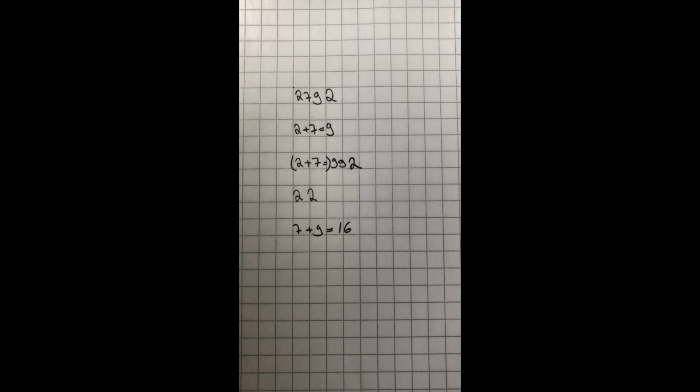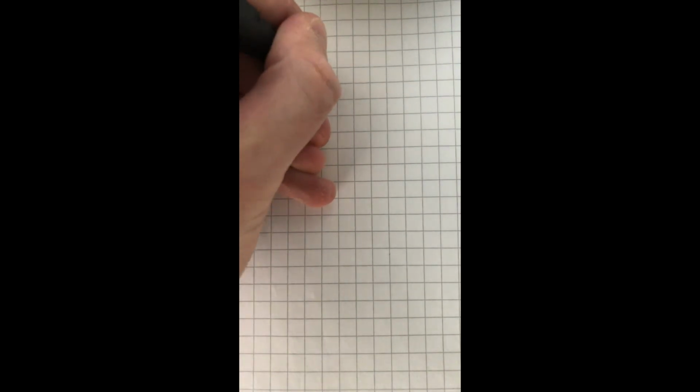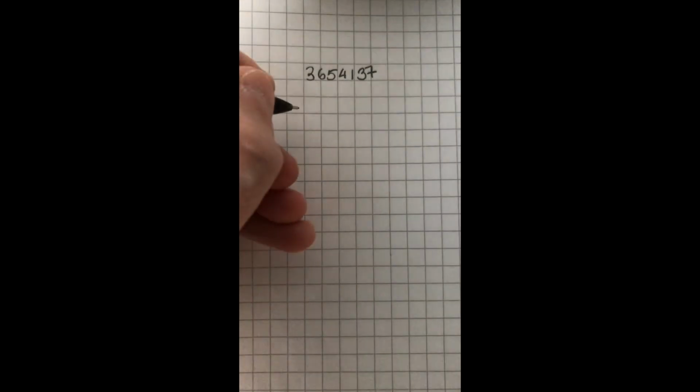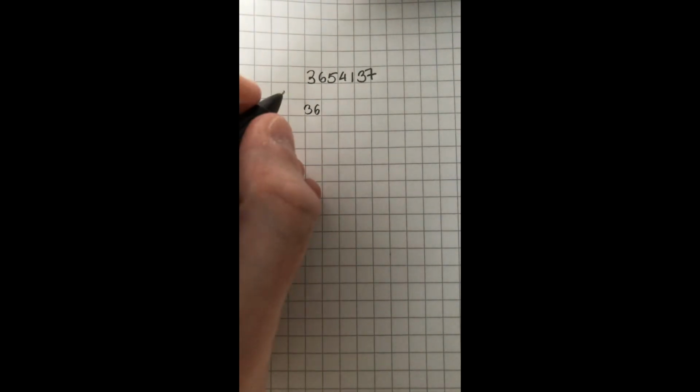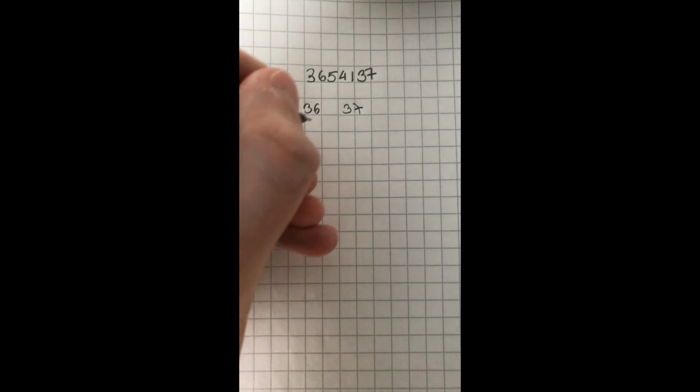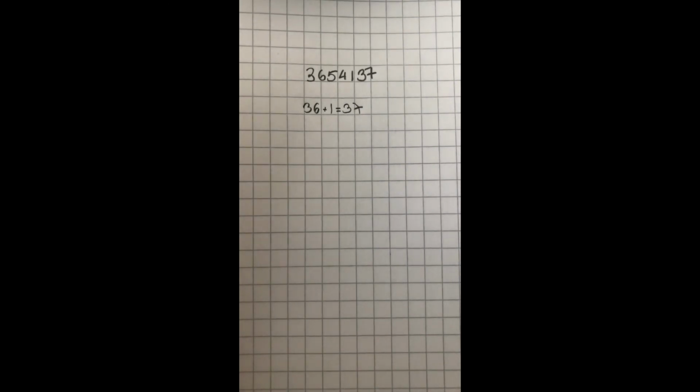For longer sequences, the method stays the same. Let's say you have to remember a sequence of 7 numbers. For example, 3, 6, 5, 4, 1, 3, 7. Again, there are multiple ways of attaching the solution to the sequence. For example, the first 2 numbers, 36, and the last 2 numbers, 37. There's 1 before 37, so 36 plus 1 equals 37.